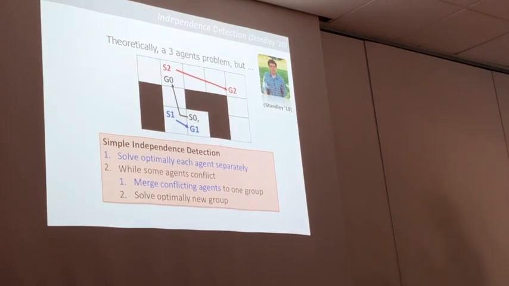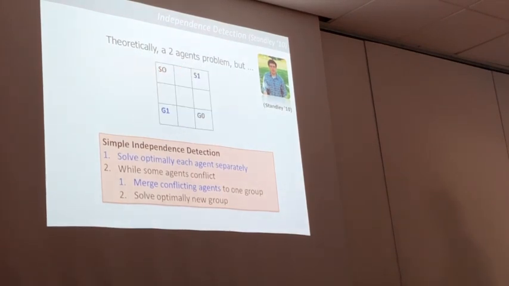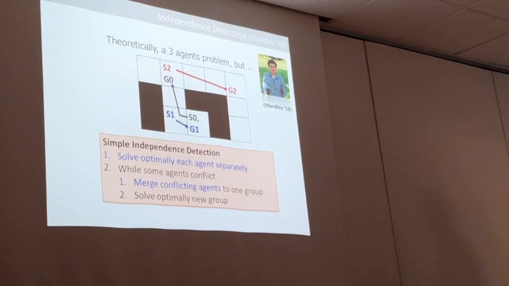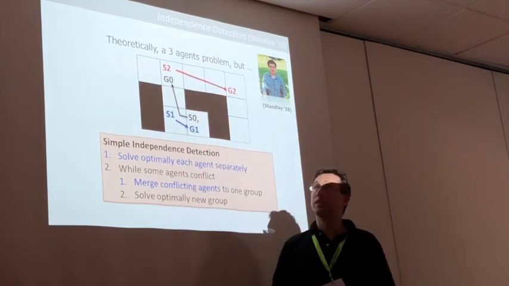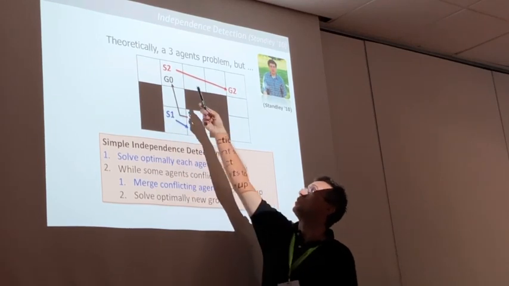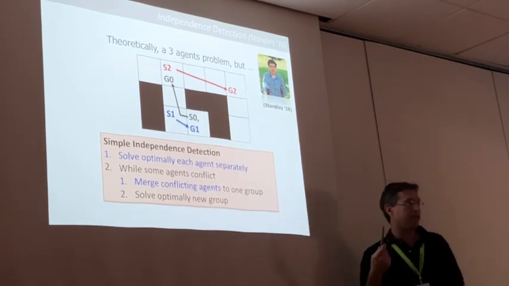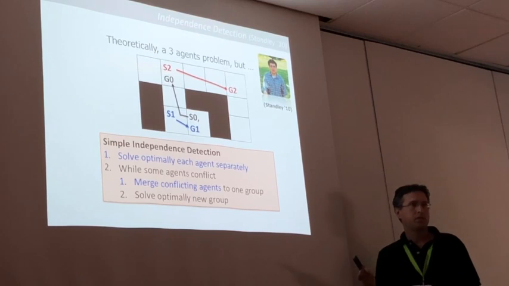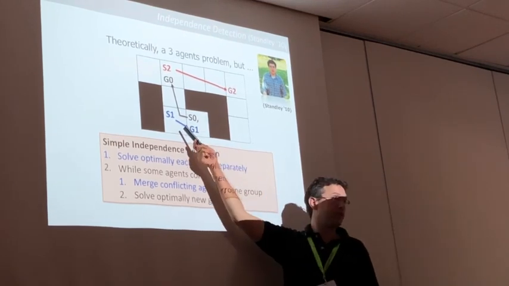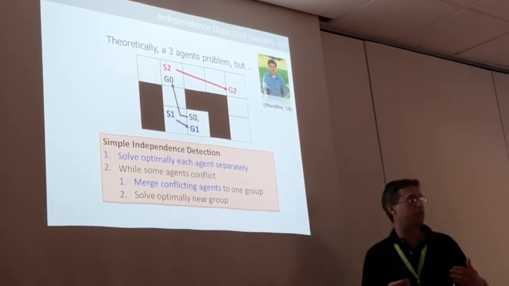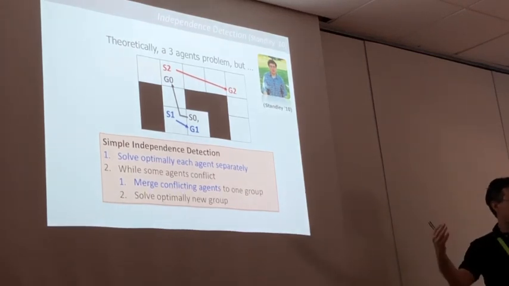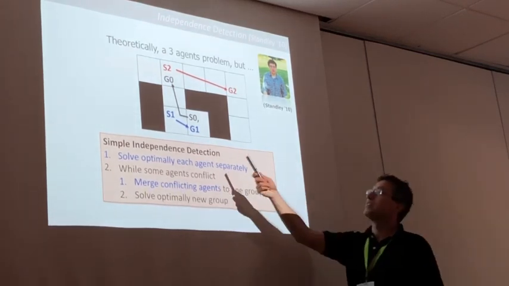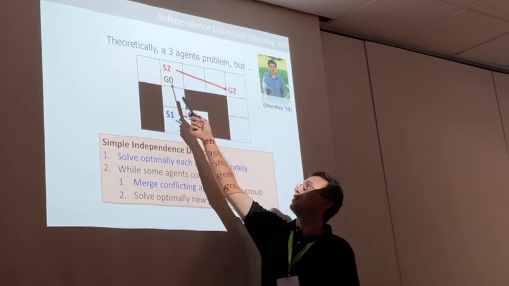Let's see how it works here, for example. Agent 0 would plan this path, agent 1 would plan this path, and agent 2 would plan this path. Now, which paths collide? The ones of agents 0 and 1. So they will be merged together, and we will solve them as if there are two agents. We will solve a two-agent multi-agent pathfinding problem, and the solution would be one where they do not collide.